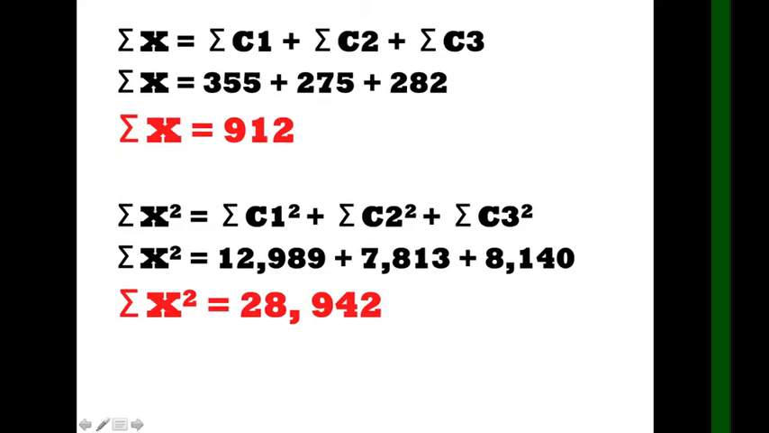Okay, now we will get the summation of x. For the summation of x, we will add summation of C1, C2, and C3, depending on the number of C. In our given, we have only 3 C's. So we have summation of C1 to summation of C3. Just write the data that we computed a while ago, and the total is 912. For the summation of x squared, that is summation of C1 squared, C2 squared, and C3 squared. These are the data that we computed a while ago. So we have 28,942 for the summation of x squared. So we have two additional data added to our given.